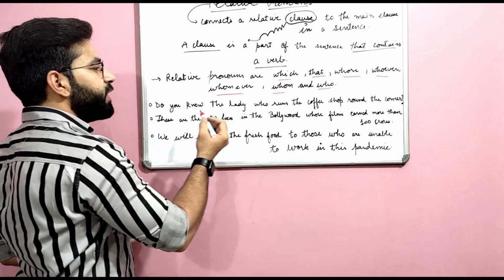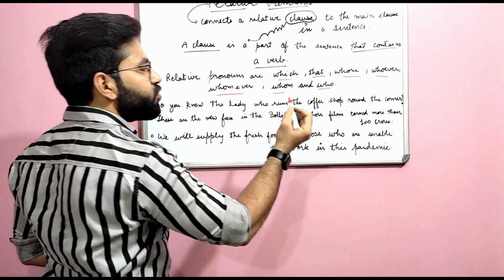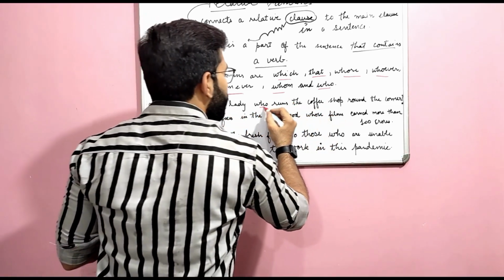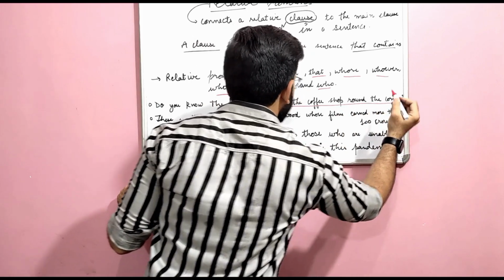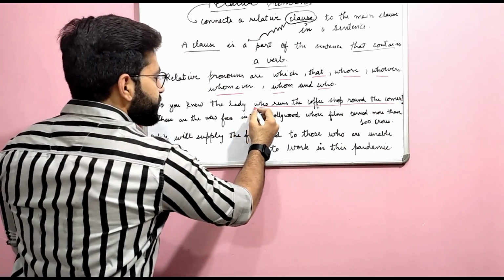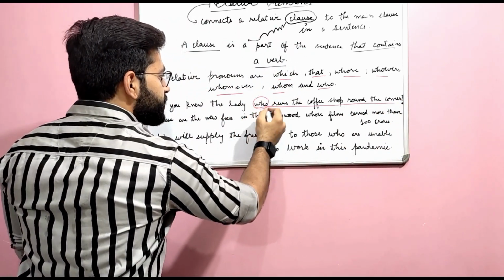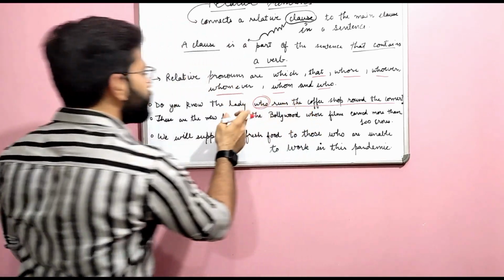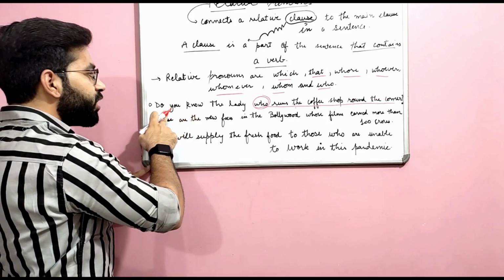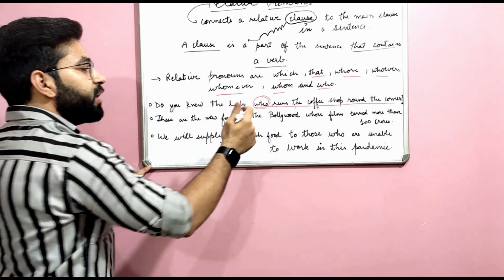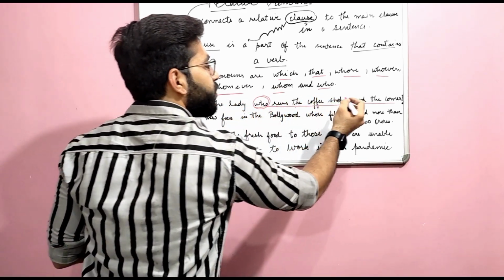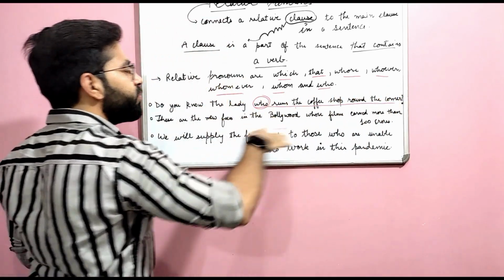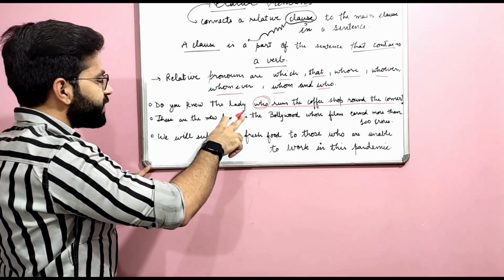Do you know the lady who runs the coffee shop around the corner? Who runs the coffee shop around the corner? In this sentence, who is being used to join this relative clause to the main part of the sentence. Here we are talking about the lady. Which lady? Who runs the coffee shop around the corner? It is giving more information about the main part of the sentence.